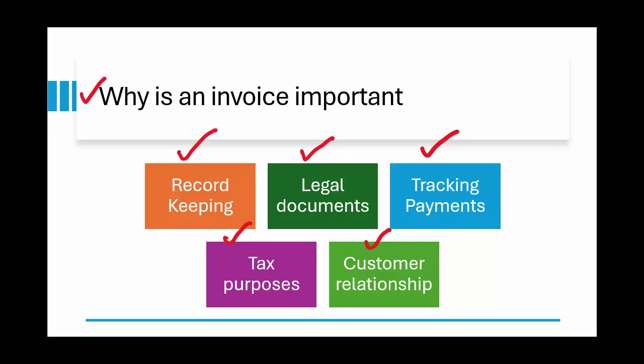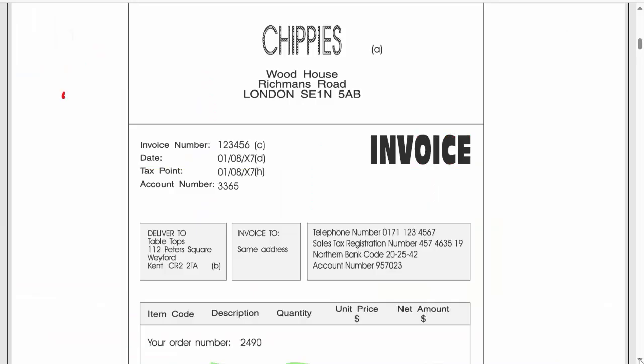Let's break down and describe this sample invoice from Chippy's in detail. Here's what each part of the invoice means so it's easier to understand. 1. Header information. Seller details. The seller's business name is Chippy's. Their address is Woodhouse, Richmonds Road, London, SE1N 5AB.